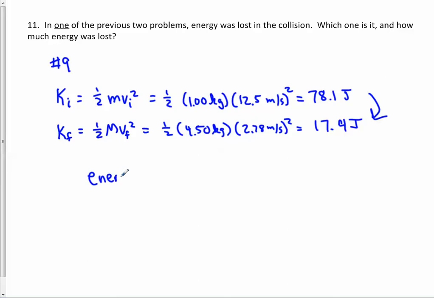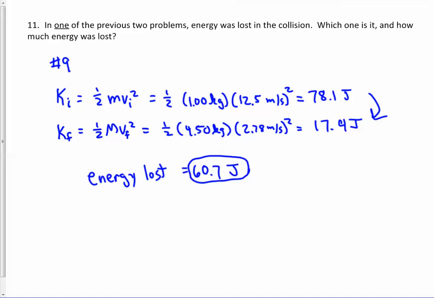So the energy that was lost, if you subtract those two, was 60.7 joules. And so that had to have gone into heating up the Play-Doh, heating up the object, and maybe sound, something like that. But that energy is no longer mechanical energy in the system. It's gone into this internal energy.